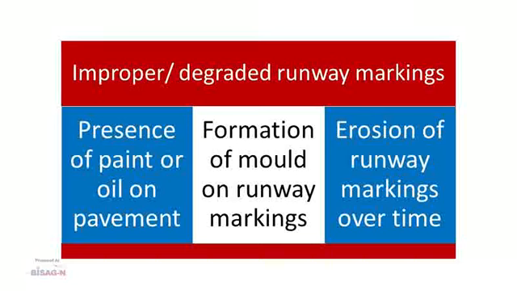Runway markings are essential aspects of safety and continuity of operations. However, if not maintained as per laid down specifications, they may lead to runway excursions. The presence of extra paint or oil on the pavement, formation of mold or algae on the runway markings can cause the coefficient of friction of the runway surface to reduce. Further, erosion of the runway markings may do the same and also constitute debris which can cause foreign object damage.